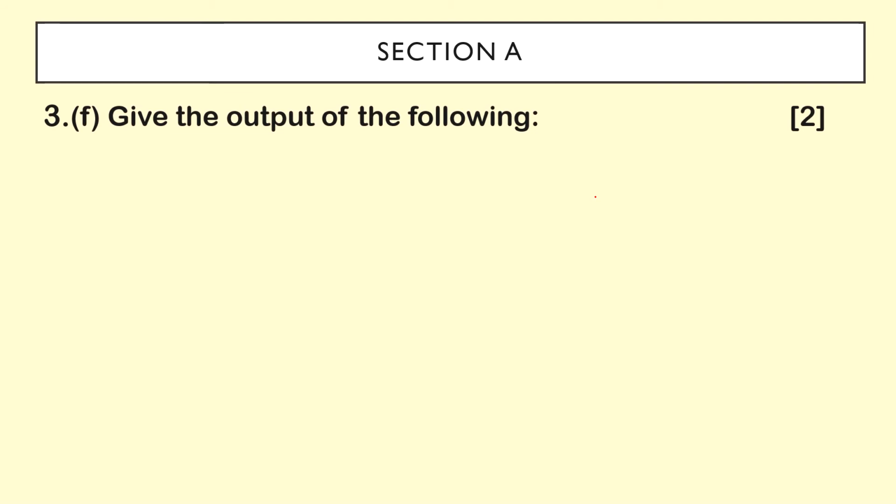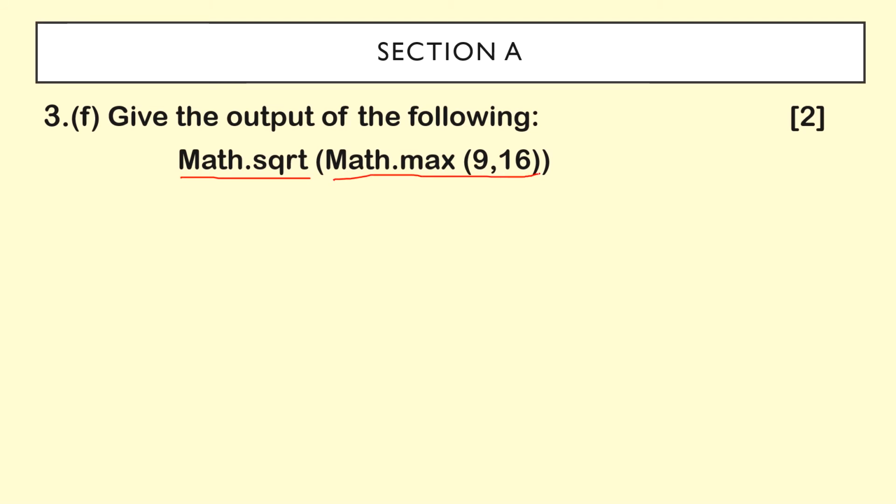Give the output of the following. Okay, we have this mathematical expression and we need to find the output. So here we have Math.sqrt, SQRT is square root, and we have another expression, Math.max. Max will find the maximum. So which one is the maximum, 9 or 16? Obviously 16 is the maximum value. Now what will be the square root of 16? Square root of 16 is equal to 4.